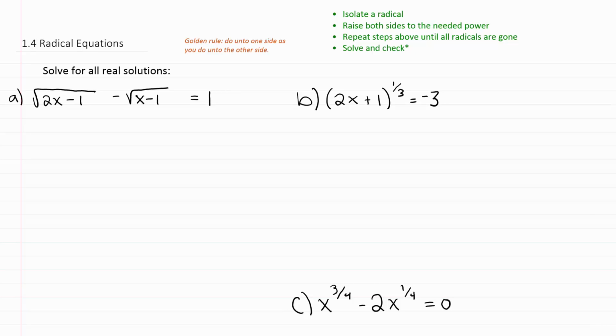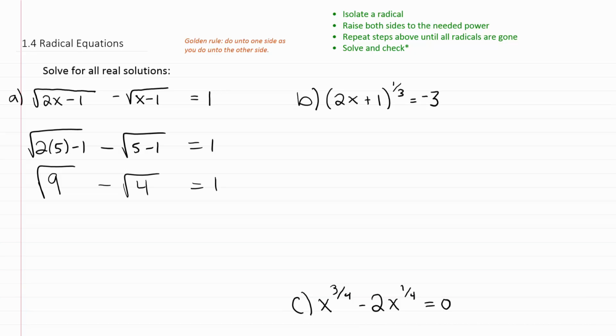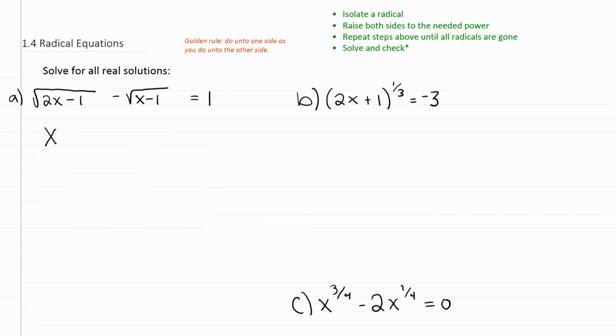Let's check to see if 5 is a solution now. So I have the square root of 2 times 5 minus 1 minus the square root of 5 minus 1 is equal to 1. Well, 2 times 5 is 10. 10 minus 1 is 9, so the square root of 9. And that's minus the square root of 4. Does that equal 1? Well, square root of 9 is 3. Square root of 4 is 2. It will indeed give us 1. So we can say that that checks out as well. So it looks like both x equals 1 and 5 are solutions to the equation.